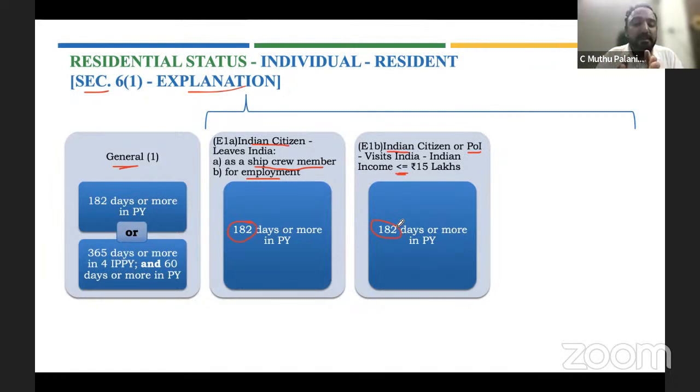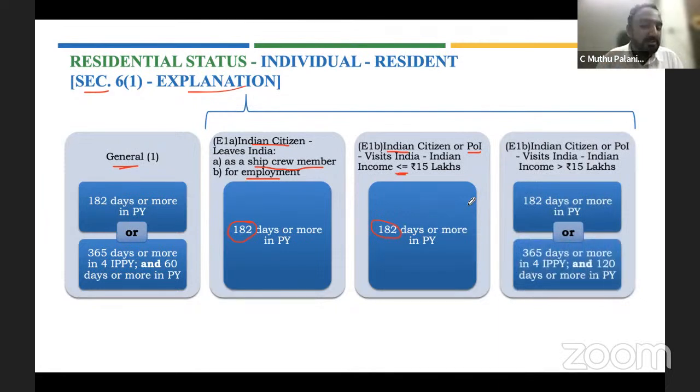Now, what is the third exception? The other part of it. It is the same, an Indian citizen or person of Indian origin. The only change is that the Indian income is greater than 15 lakhs. What happens in the general condition? The word 60 is becoming 120 days. So 60 is replaced with the word 120. Now the condition will be 182 days or more in the previous year. That's the first basic condition.